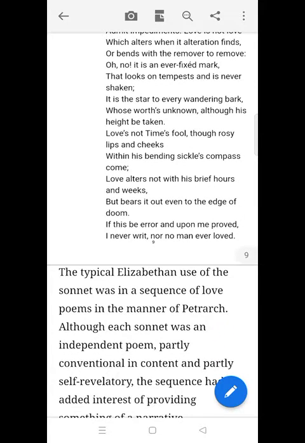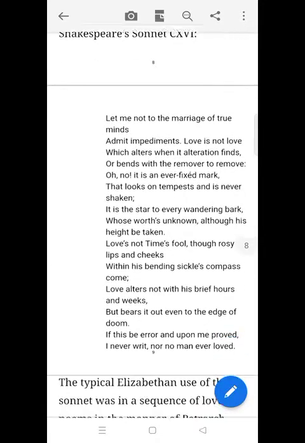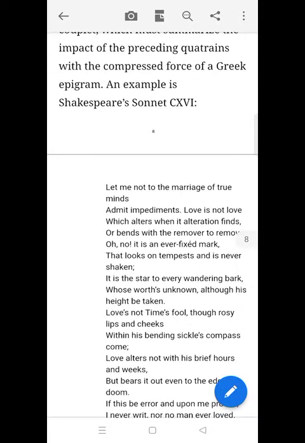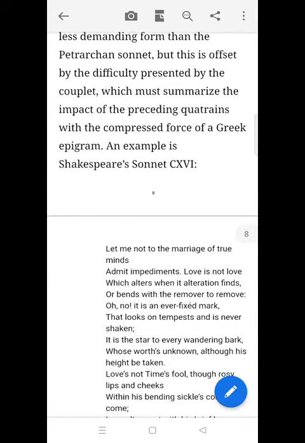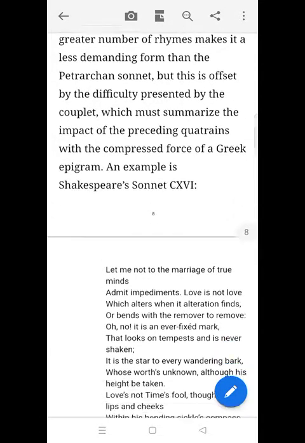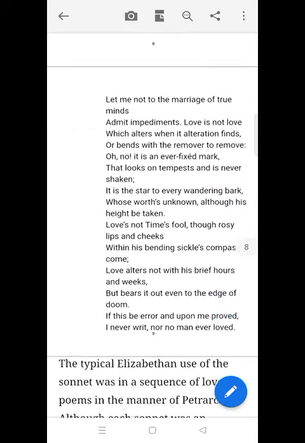And the concluding couplet is like this: If this be error and upon me proved, I never writ, nor no man ever loved. So here the last two lines of the couplet rhyme, G G.